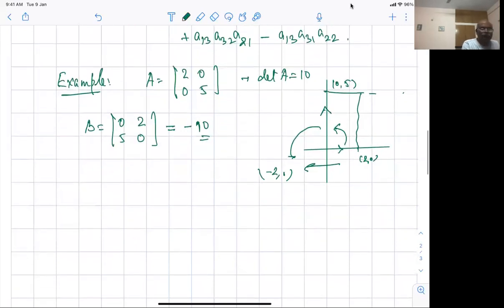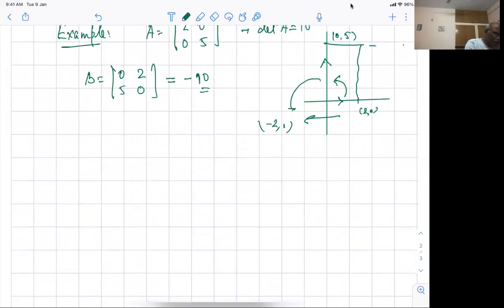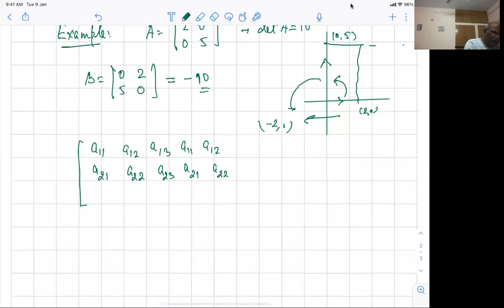Fine. So compute the determinant of a 3 by 3 matrix yourself. Another way to remember is that how to compute the 3 by 3 at least. A11, A12, A13, write again A11 and A12 again. Here it is A21, A22, A23, A21. Just repeat that part. All right. A31, A32, A33, and then A31, A32.